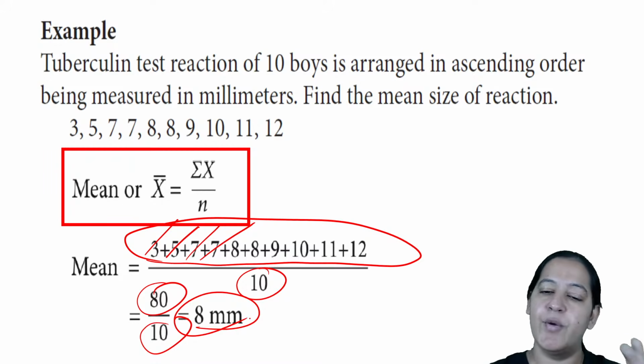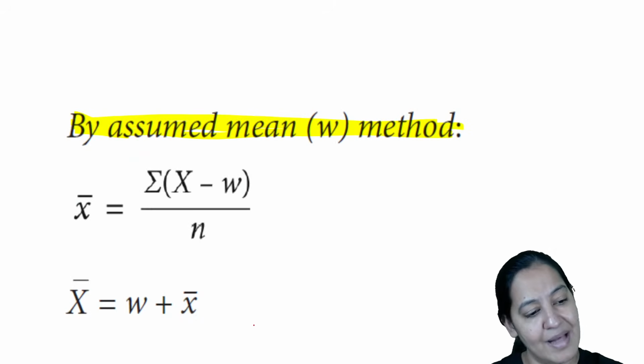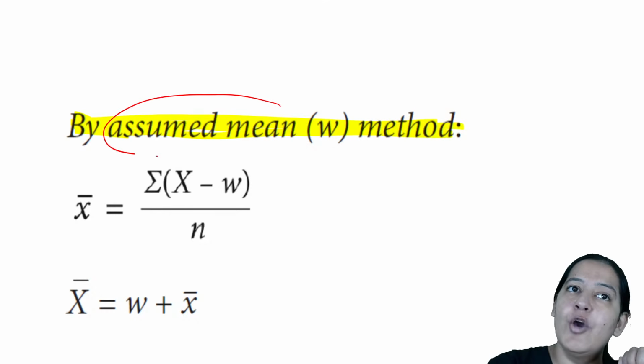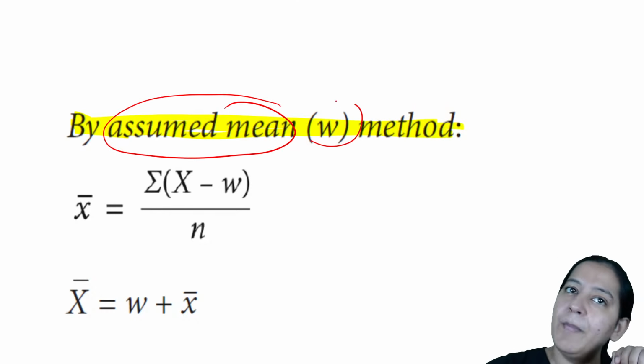This is a small numerical. You can do the direct method also. The alternate method is for bigger numericals. In that, you will take an assumed mean, not the actual mean. The assumed mean will be W.